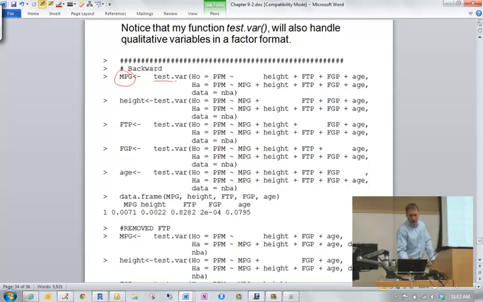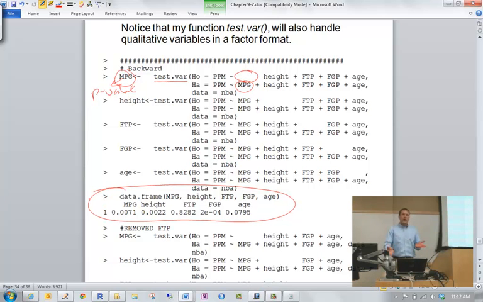That means I need to estimate 2 models. The H0 model does not have MPG in it. The HA model does have MPG in it. What test.var then does, it puts a p-value into MPG for this particular test. I can do this for the other 4 variables as well, and I get to a point right here.